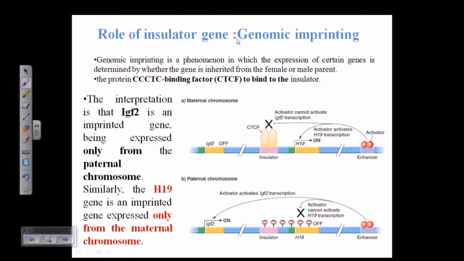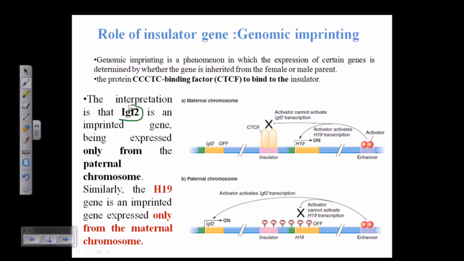So here it is, the role of the insulator gene in the major scale is genomic imprinting. Why? Because genomic imprinting is simply a phenomenon in which the expression of certain genes is determined by whether the gene is inherited from the female or the male parent. That means there are some genes in our body that can only be expressed from the paternal chromosome, and obviously there are some genes that can only be expressed from our maternal chromosome, that cannot be expressed from both the chromosomes, right? So these are some specific genes.